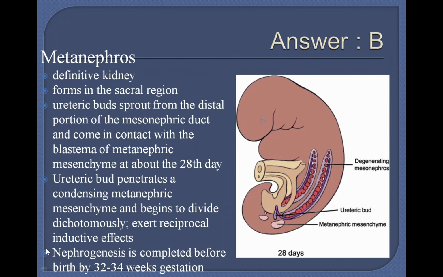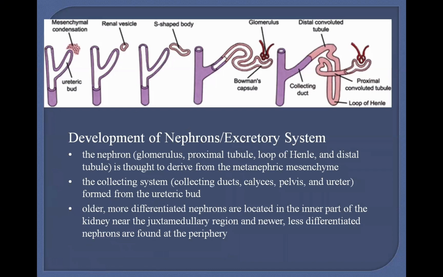So I have put some points regarding the development of the nephron, the development of the excretory system and the collecting system in the next slides. So here you can see in this slide, this is the ureteric bud which develops, and there is a mesenchymal condensation. Initially there is a formation of a renal vesicle from the tubularization of the epithelial component.